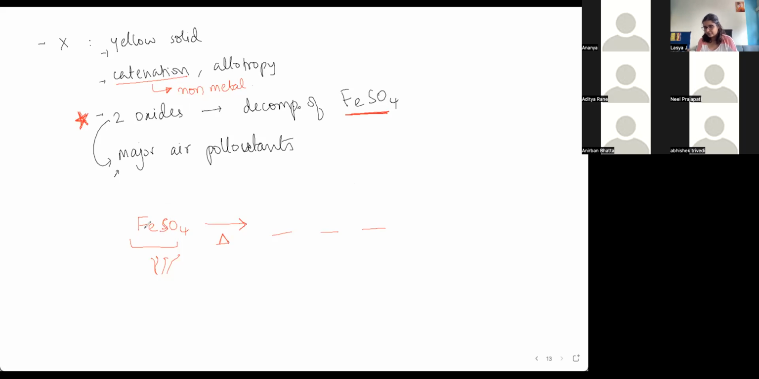So, decomposing ferrous sulfate means from this we are getting two gases. So if there is no carbon in it, we have iron, sulfur and oxygen. So what could it be? Iron would not show catenation and allotropy, yes. So oxides of some other element, meaning sulfur is our only valid option. So our two oxides are SO2 and SO3. Oxides of sulfur, oxides of nitrogen, they are major air pollutants.